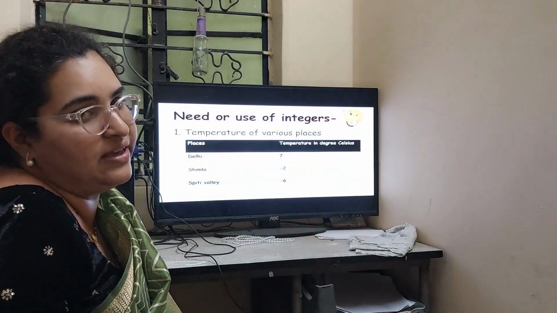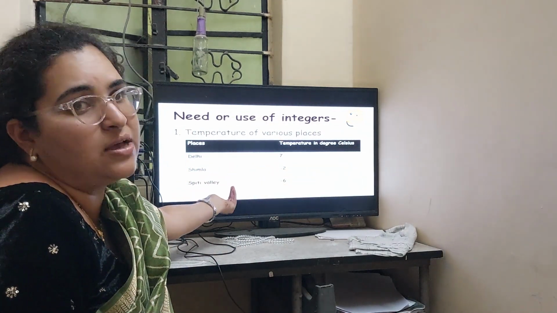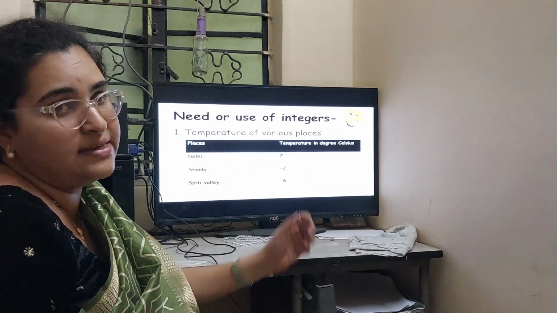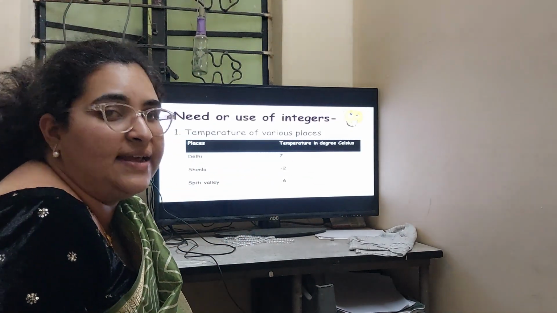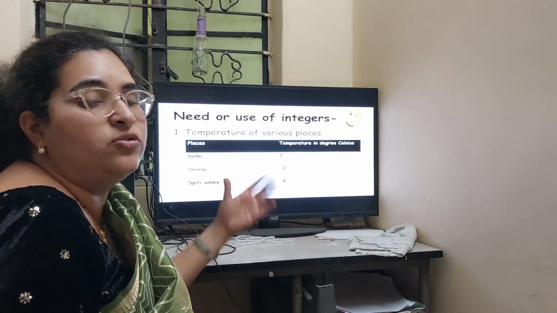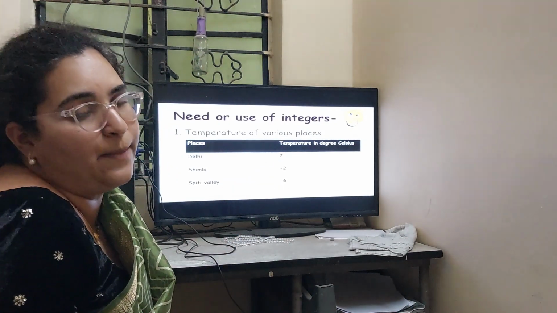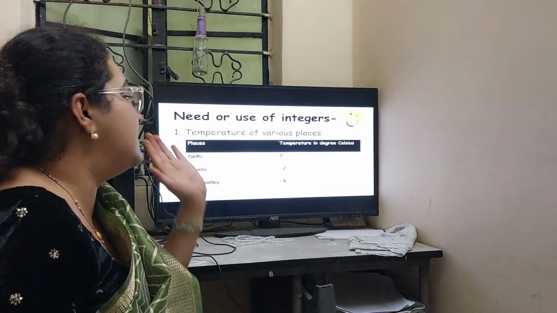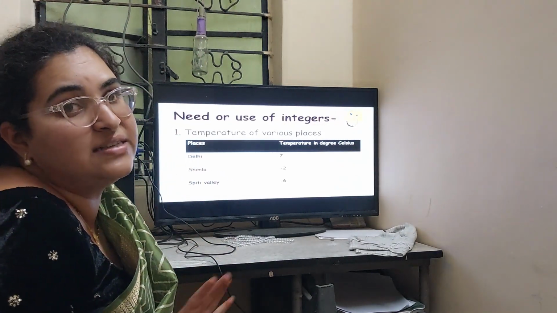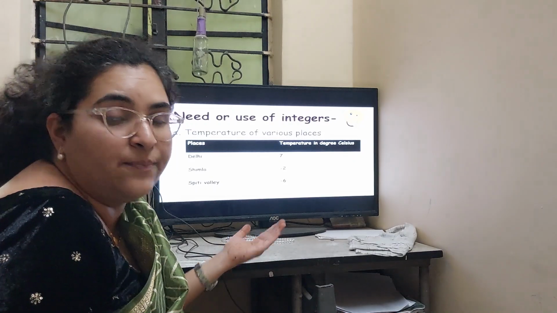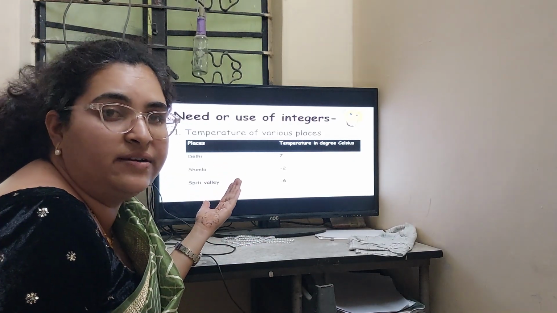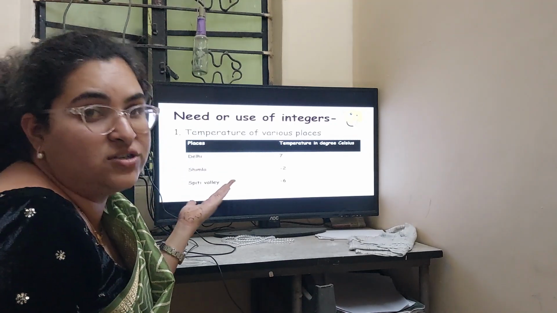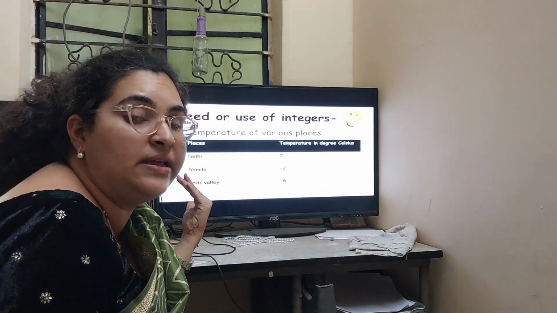Here in the table we can see these are the places of India and their temperatures. The first place is Delhi. The temperature at Delhi is 7 degrees. Now these are the winter temperatures. That is very cold. Another place is Shimla and the temperature is -2. That means, where this -2 is represented on the number line, it is left of the 0. That means the temperature is below 0 degrees.